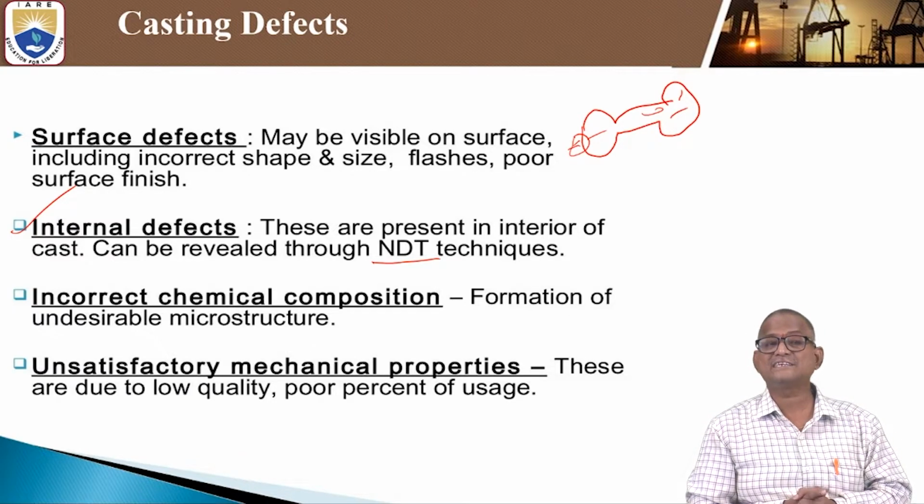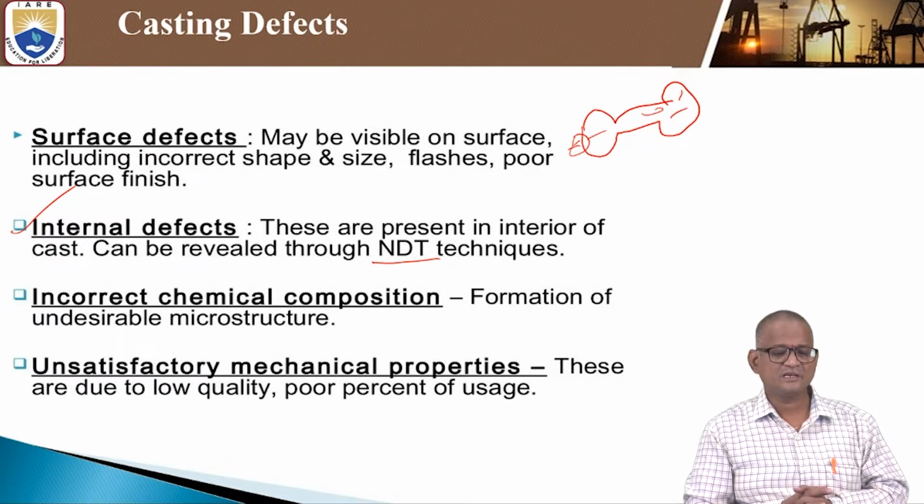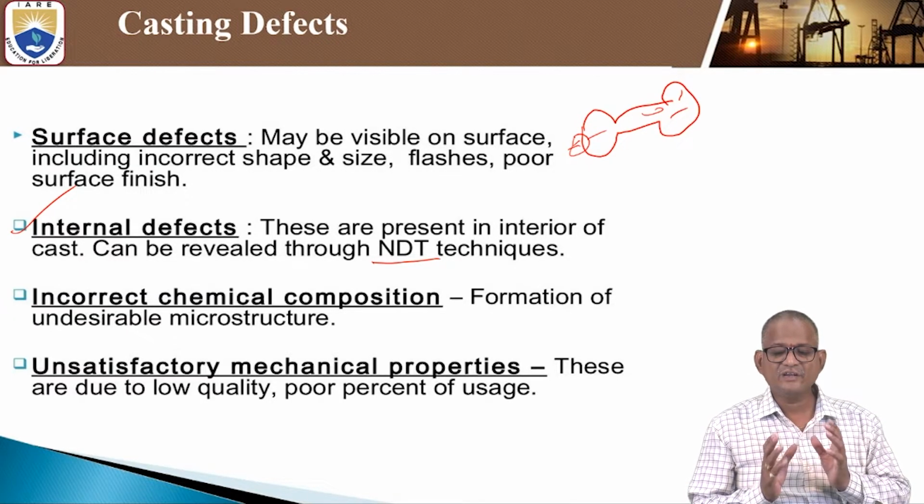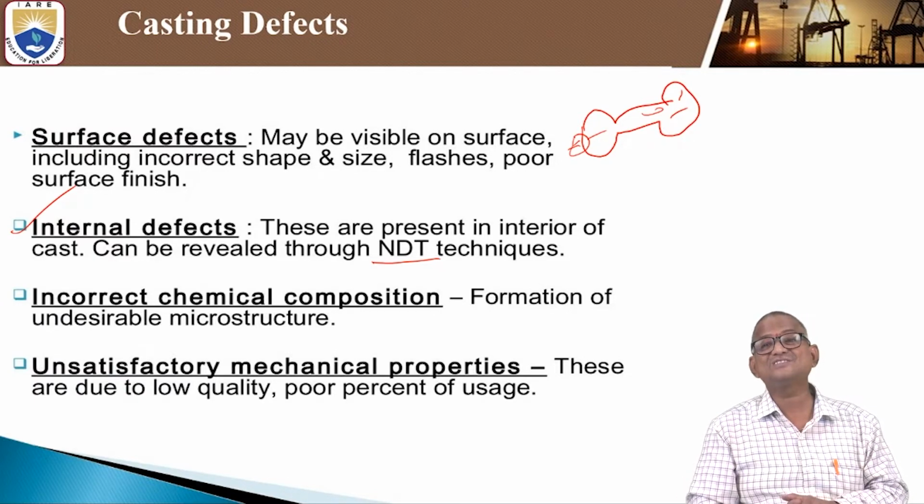Also some scanning type, etc. And that is one important type of defect where you can use it in the casting process. Another thing is incorrect chemical composition. These are very important, where undesirable microstructure is formed.